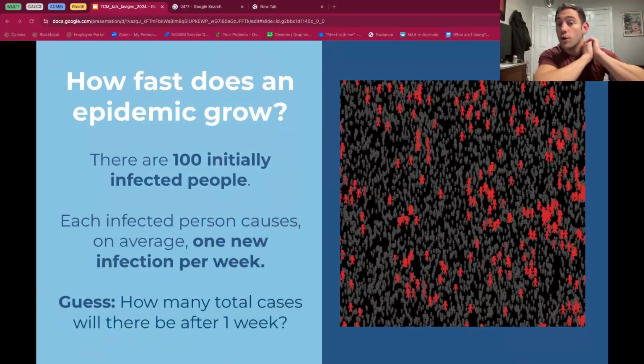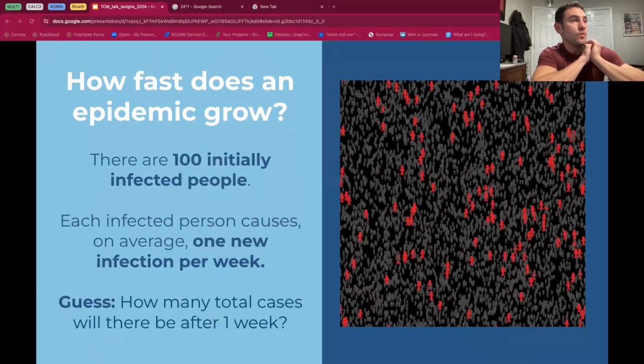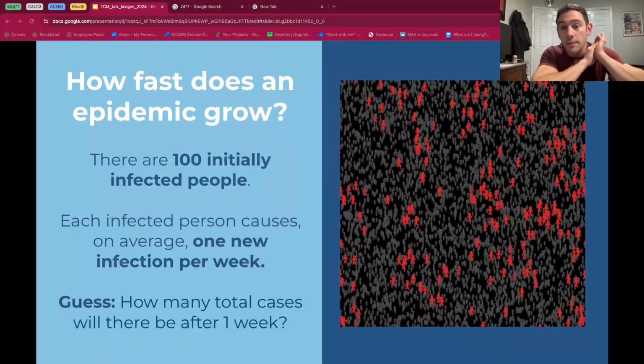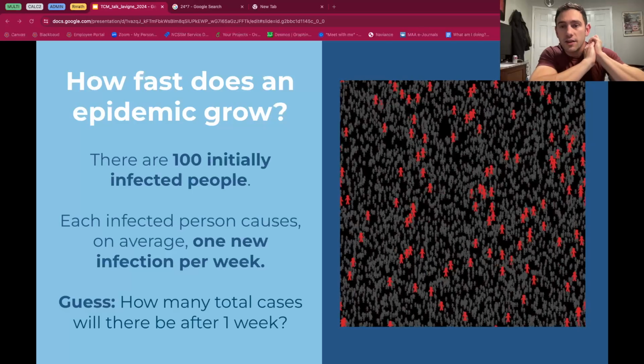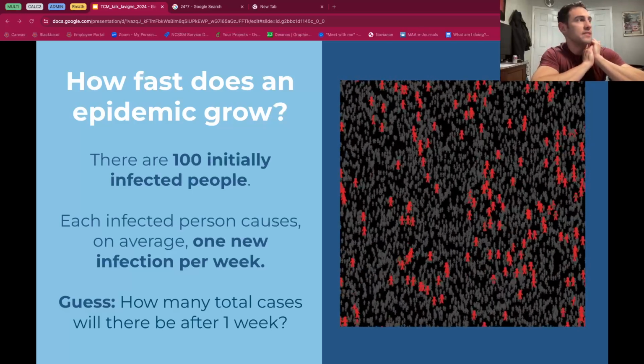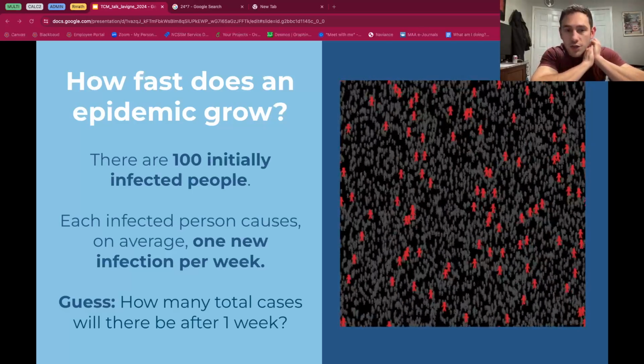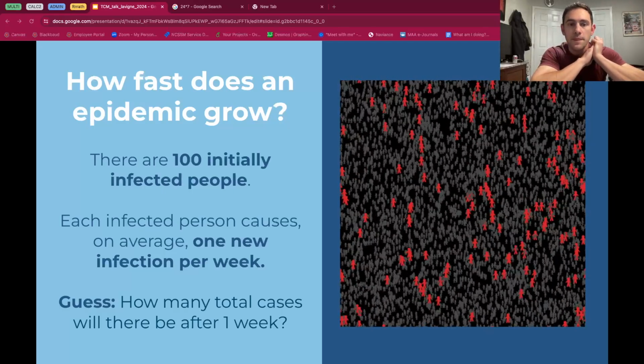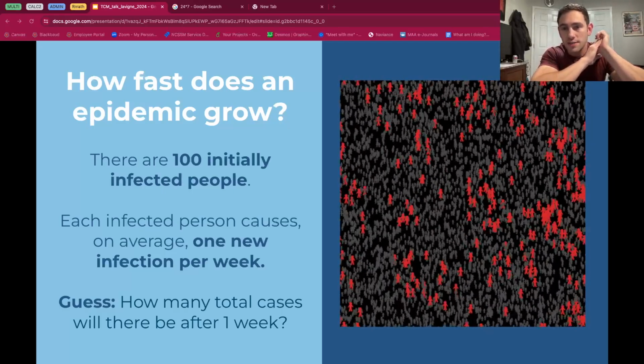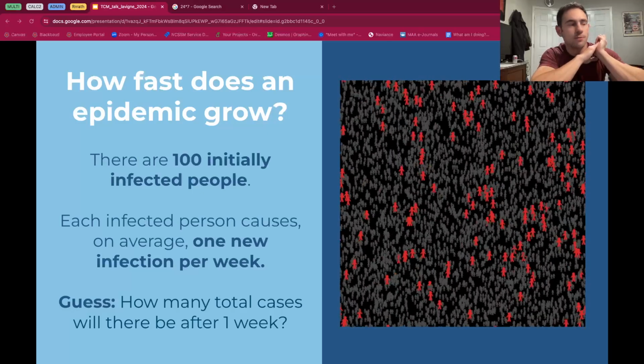So I want to start with a motivating question. That is, how fast does an epidemic grow? So you can see here I have a simulation of an epidemic wherein I have 100 initially infected people, and each infected person causes on average one new infection per week.